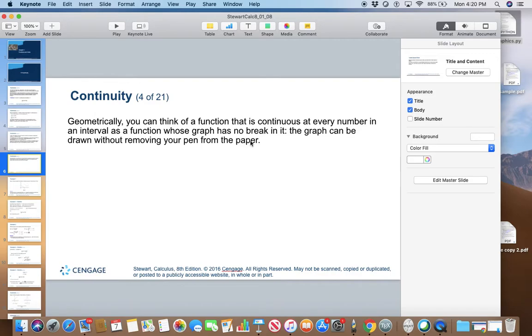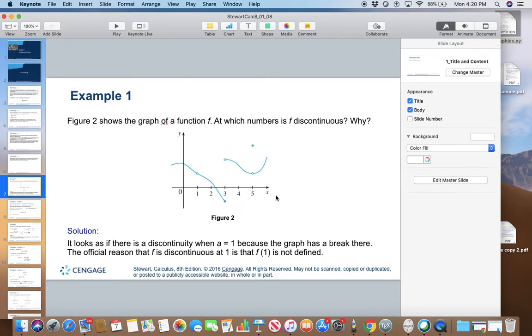Geometrically, you can think of a function that is continuous at every number in an interval as a function whose graph has no break in it. The graph can be drawn without removing your pen from the paper. So finally, here is a picture.